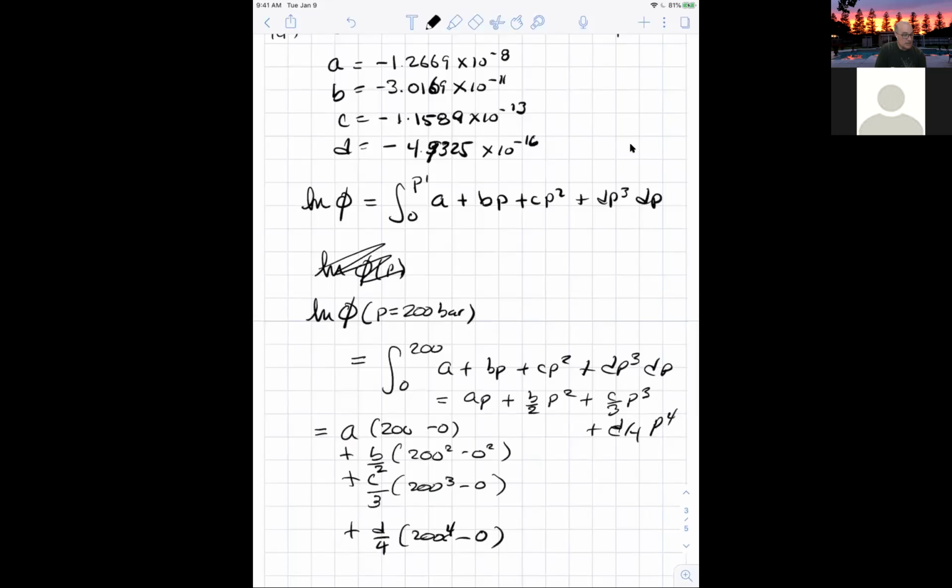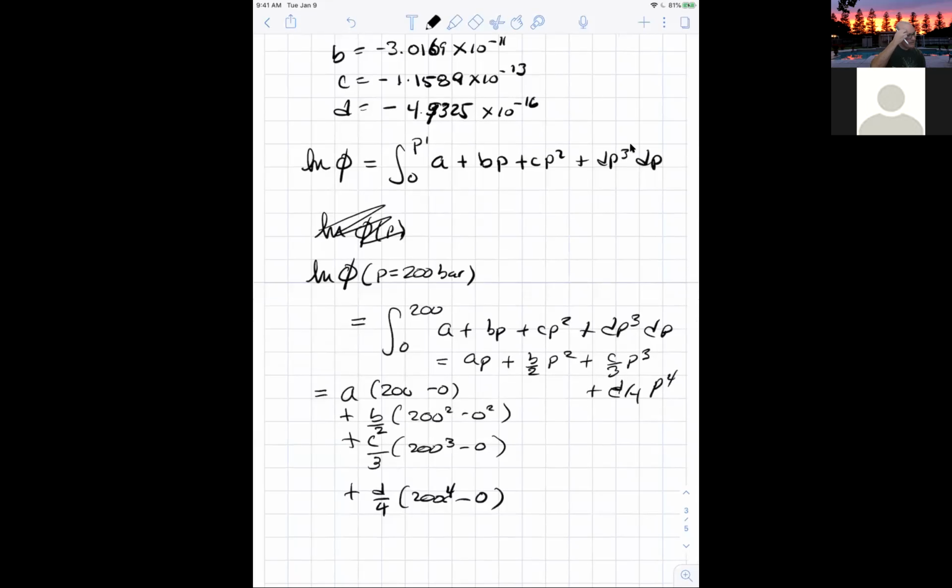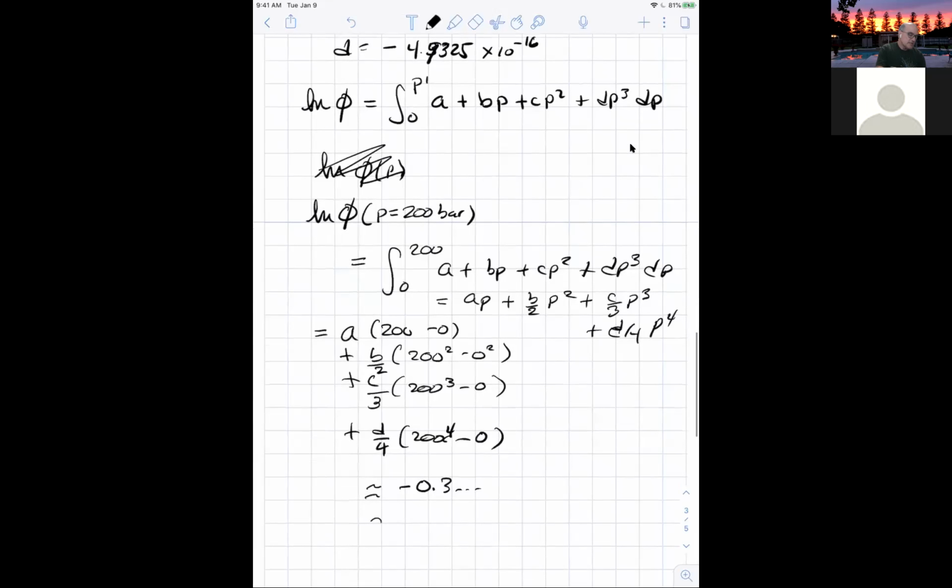It looks like it's going to be a big number, but these are all negative. Of course, as you multiply by the square or the cube of the pressure, the prefactor gets smaller and smaller anyway. So this turns out to be less than 1. I forget exactly, but it's about minus 0.3. So that means phi is about 0.7 something.